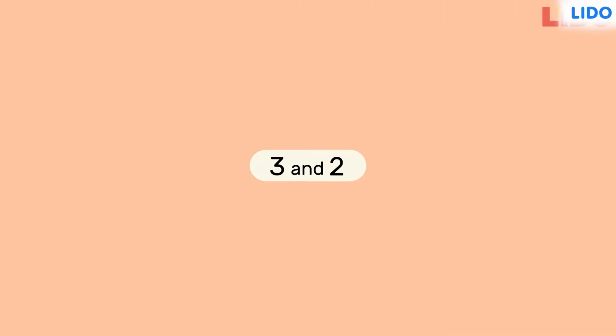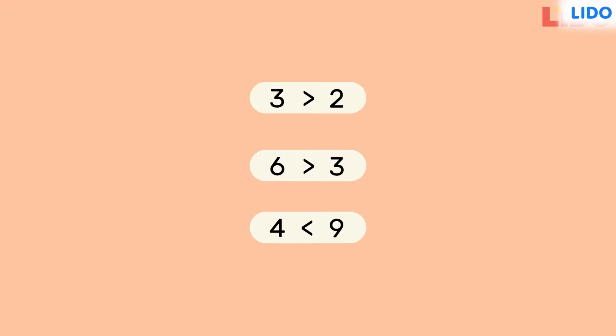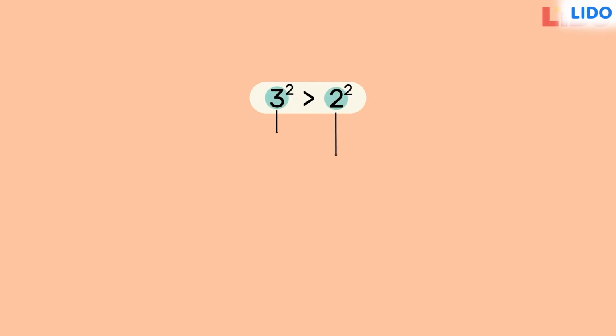When we look at numbers, what is the first thing that we do? We compare them. Here, 6 is greater than 3 and 4 is smaller than 9. Similarly, 3 squared is greater than 2 squared since we know that 3 is greater than 2. Here the exponents are the same and the number that has a greater base is greater. And this is always true provided that the bases are positive.